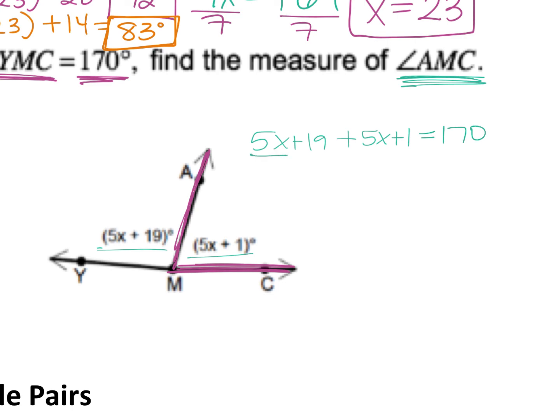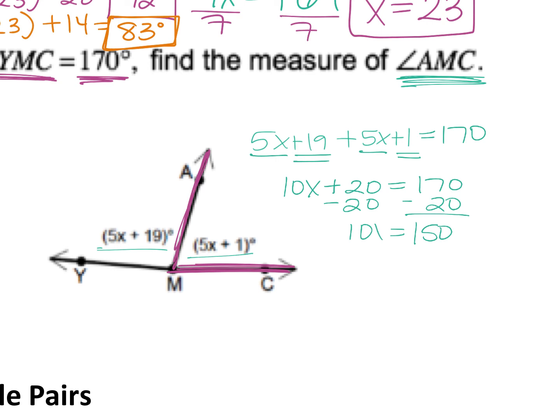Okay, so 5x plus 5x is 10x. 19 plus 1 is 20, and that has to equal 170. We take away the 20. How we doing so far? 150. Right? Divide by 10. So x should come out to 15.